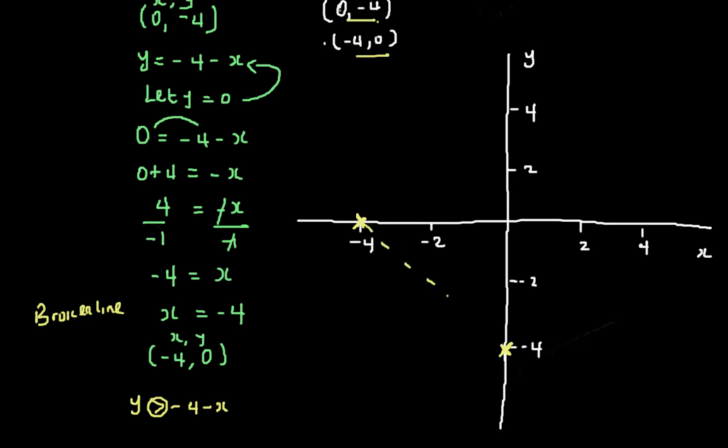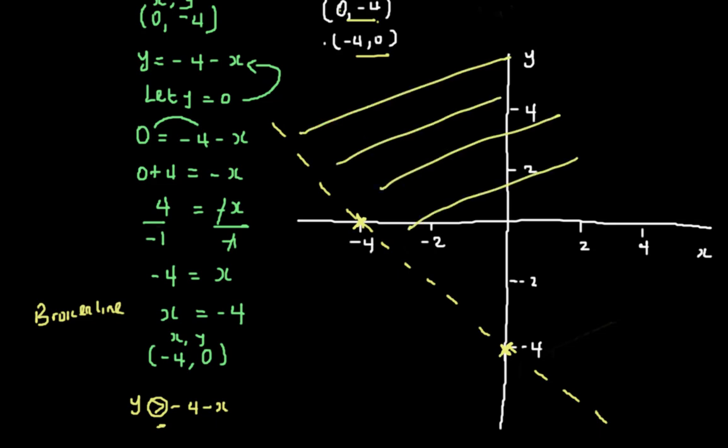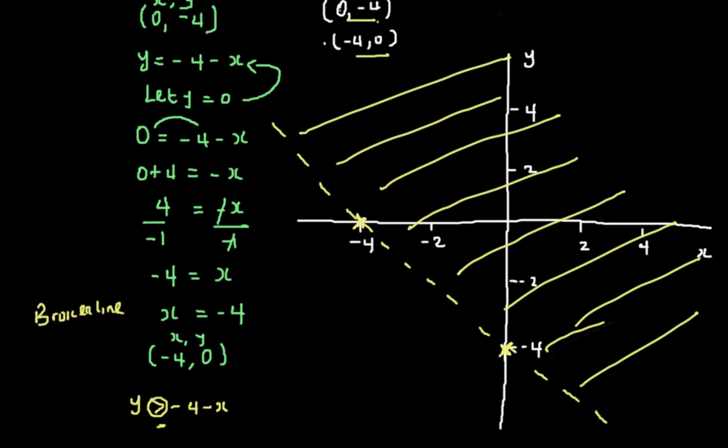So we can extend this also. I hope you understand. Now the last thing we need to do is to shade. So we have greater than, so it means that we shade on top of the broken line. So we'll be shading this part. And this here is our answer. I hope you understand.